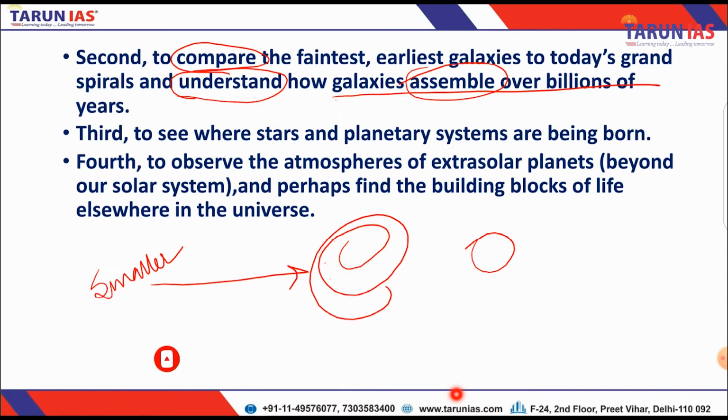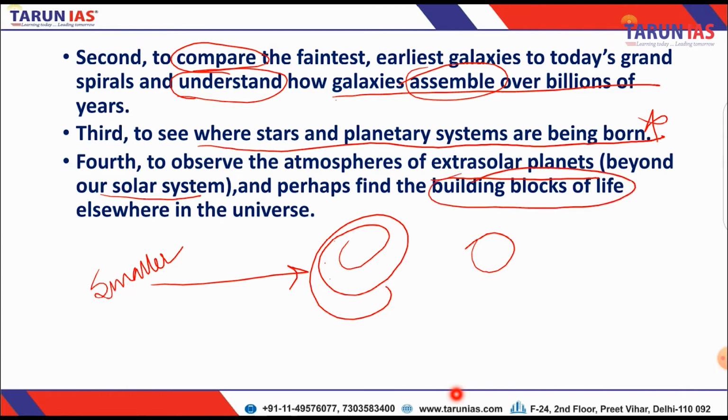The third goal of James Webb Telescope is to see where the stars and planetary systems are born. Alright, the fourth is to observe the atmosphere of extrasolar planets beyond our solar system and perhaps find the building blocks of life elsewhere in the universe.